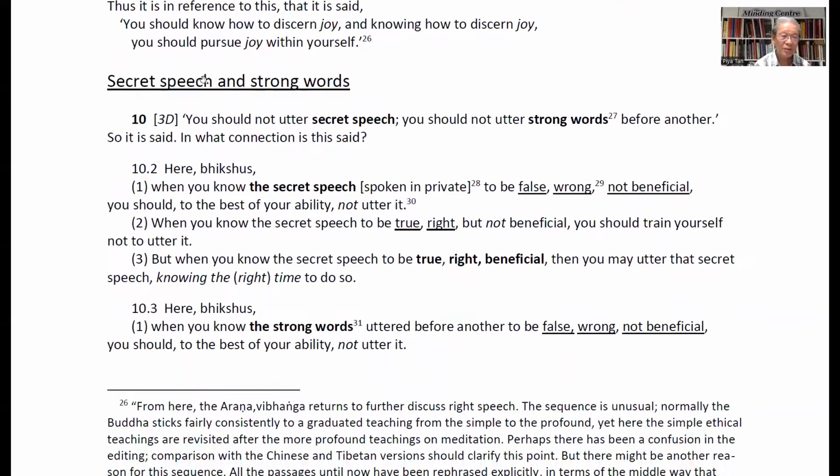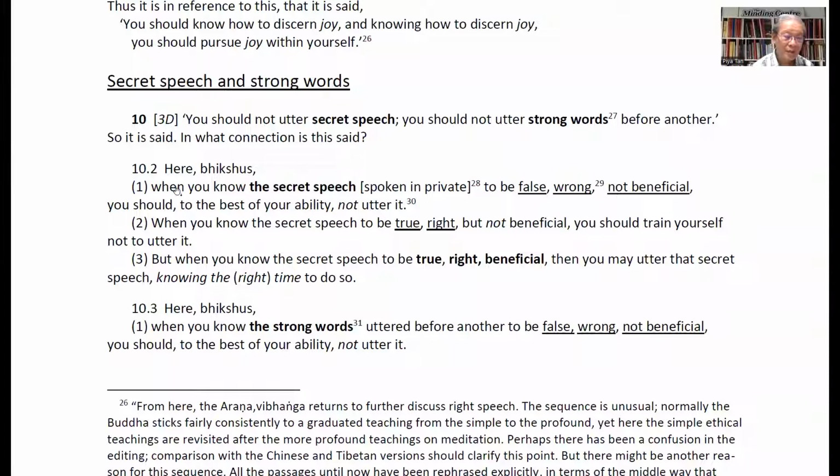Secret speech and strong words. This is passage 10, and here brackets 3D, so the original phrase comes from section 3, part D. You should not utter secret speech, you should not utter strong words before another. So it is said, in what connection?